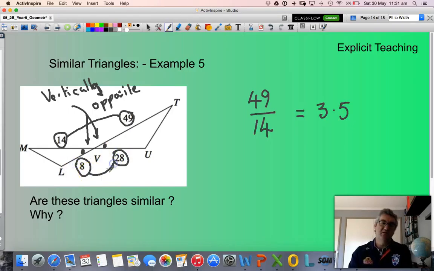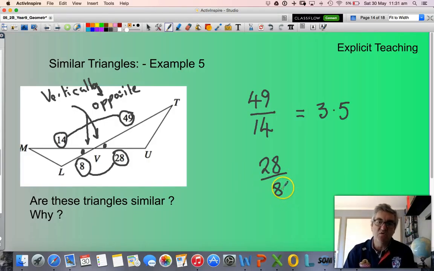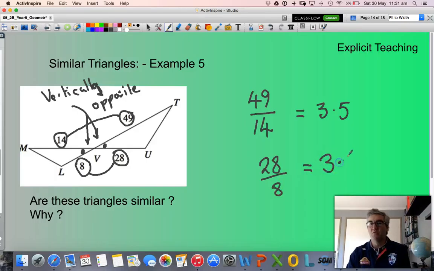So 8, 28. So 28 divided by 8. Well, 3 8s are 24, and we have 4 left over, so I can say that is also 3.5. So if I take either of those sides and multiply by 3.5, I get the corresponding side. So yes, these are indeed similar, and the condition will be side, angle, side. So SAS is the condition for that particular triangle similarity.